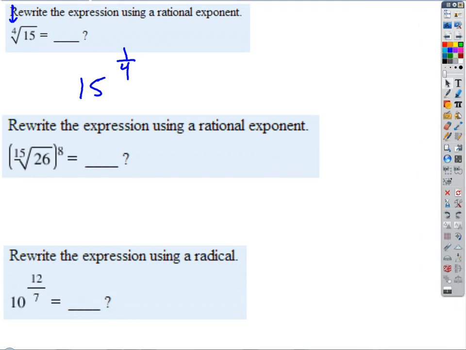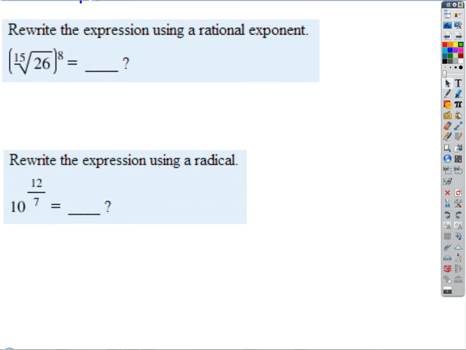If I want to take the 15th root of 26 to the 8th power, well, that's really just two parts, right? I've got a 15th root, which we do with a 1/15th power, and then to the 8th power means I'm just going to multiply that by 8, so I get 8/15ths. Long story short, the index always goes in the denominator, the normal exponent goes in the numerator, right? So this one just looks like 26 to the 8/15ths.